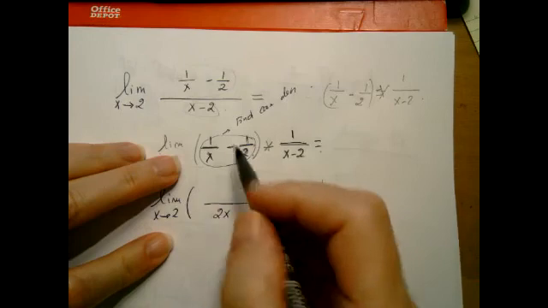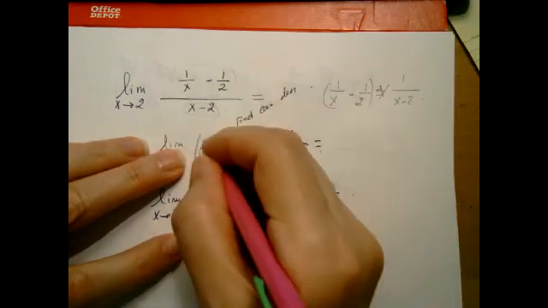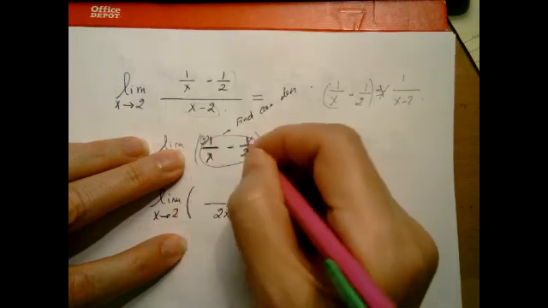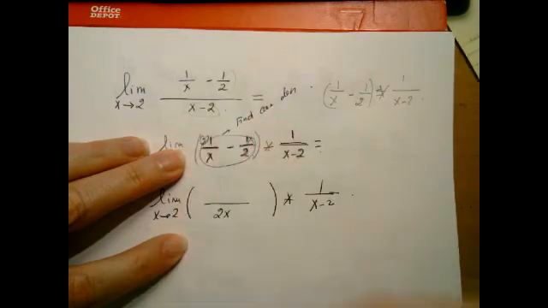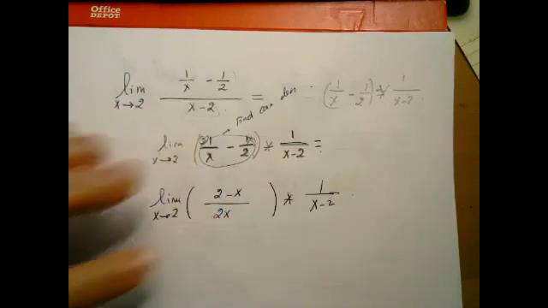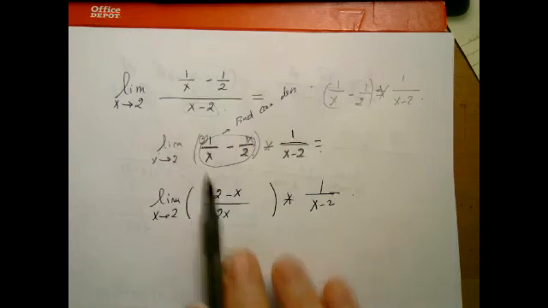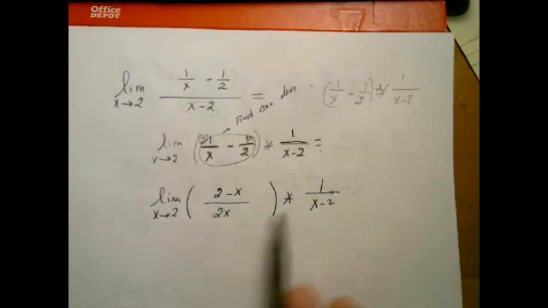2x. And then I will have to find a common denominator. I will have to multiply this by 2 and this one by x. So I'm going to have 2 minus x. Okay, so now it's starting to look a little bit better. It's not a mess anymore like before. So it's 2 minus x over 2x times 1 over x minus 2.